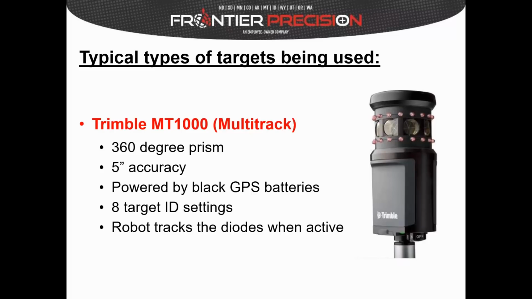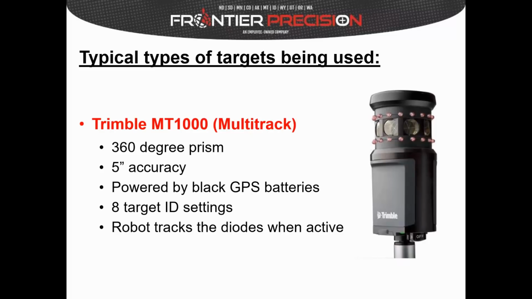This thing can kind of throw a lot of people off not knowing this. So if you have a 1-second instrument and you're using a 5-second target, you're basically using a 5-second instrument. So keep that in mind first and foremost. Also, it's a powered prism, so we put a black GPS battery in here, the same type of battery we would use in like an R8.